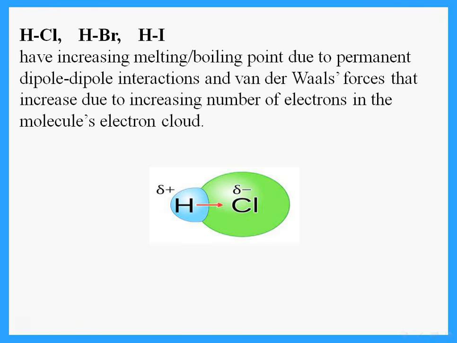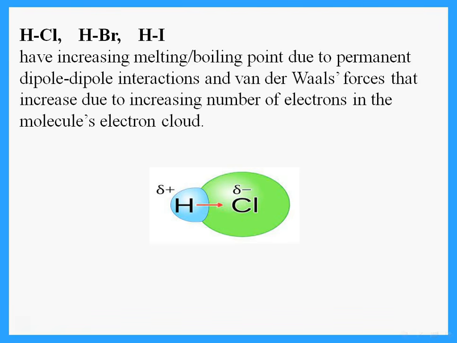They do have permanent dipole-dipole interactions. They have van der Waals forces. But as we go down, the increasing number of electrons in the halogen causes stronger van der Waals forces between the molecules, and that means that the boiling point will increase as I go from HCl, HBr, HI.